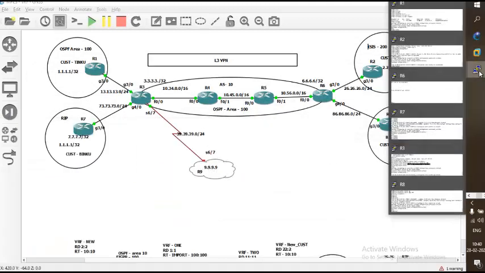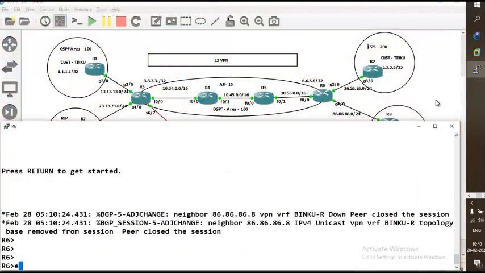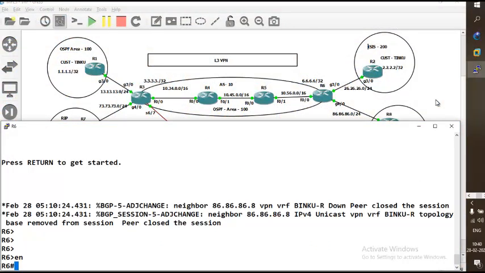Router 6 also I have to remove. Tell me, where should I remove the neighborship that I configured towards R8? Where will I find it? I want to remove the BGP that I configured on R6 to form a neighbor with R8. Where will it be seen? On the IPv4 VRF address family. Correct.